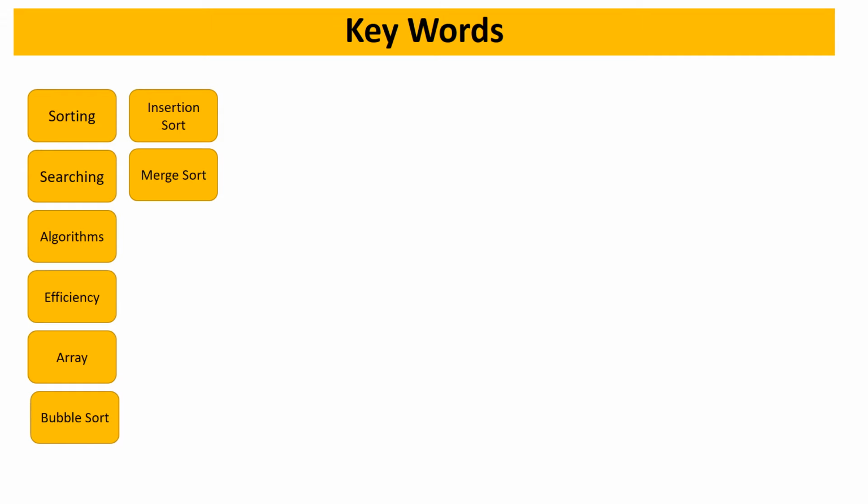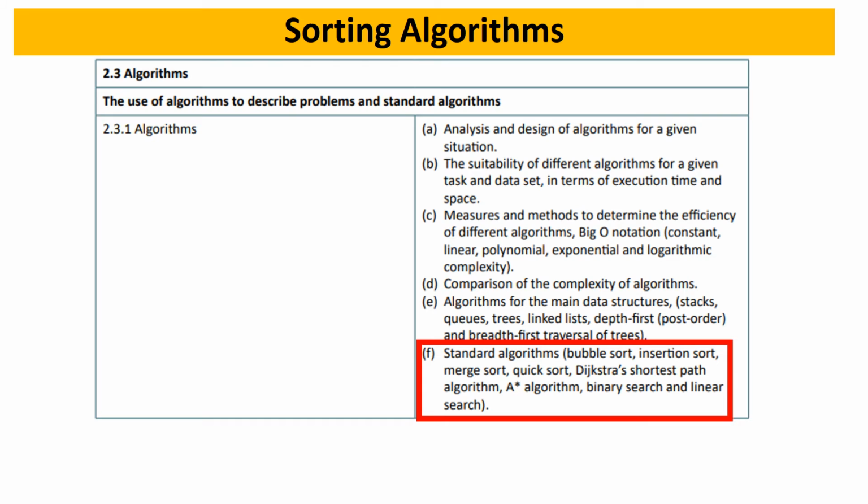Here are our keywords we're going to be using in this lesson. Here's the specification, and you can see we're currently on algorithms part F. Standard algorithms, and we're looking at these sorts, the first one being the bubble sort.